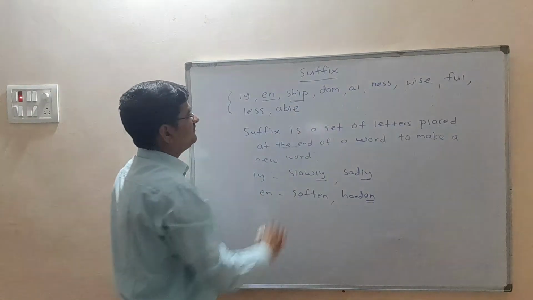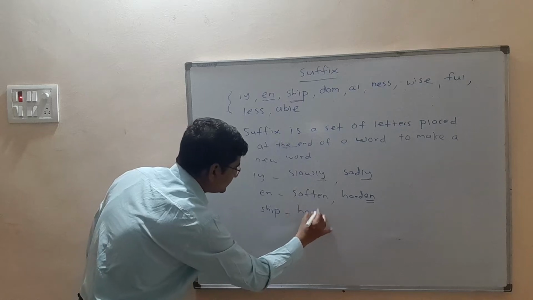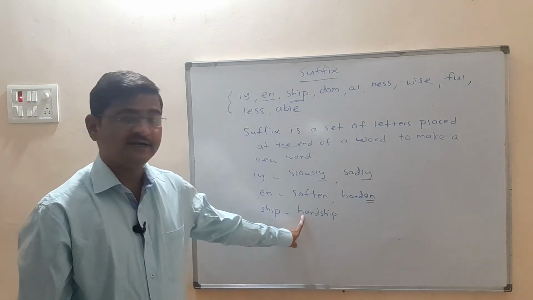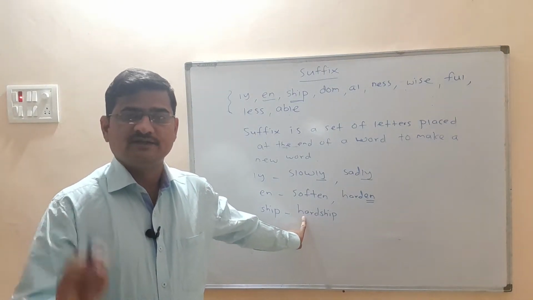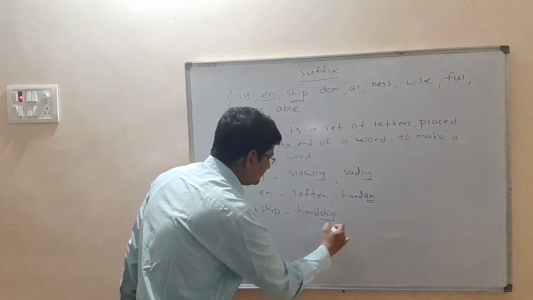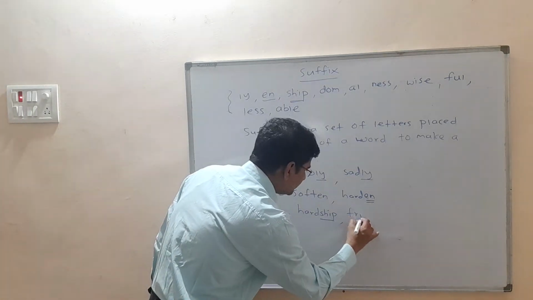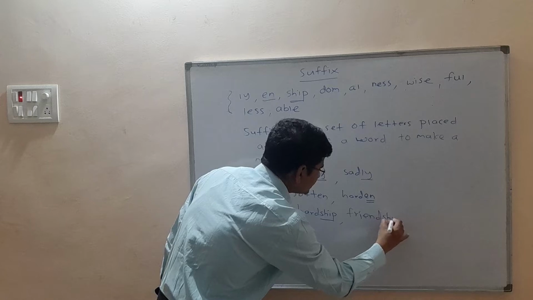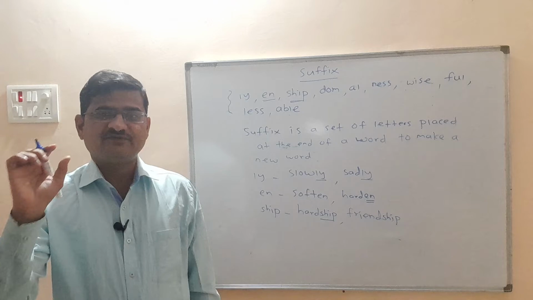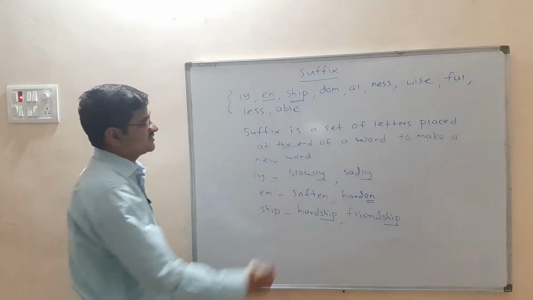Another important suffix is ship. So, look at the word hard. We can add the suffix ship to the word hard and create a new word. The new word which is created is hardship. So, ship is an example of a suffix here. Friend, look at the word friend. We can add ship to it and create a new word. The new word is friendship. So, ship is another example of a suffix.